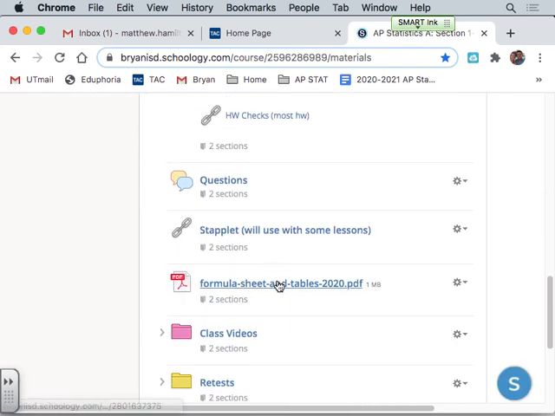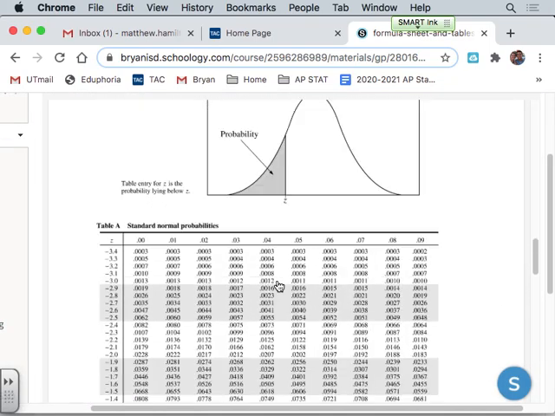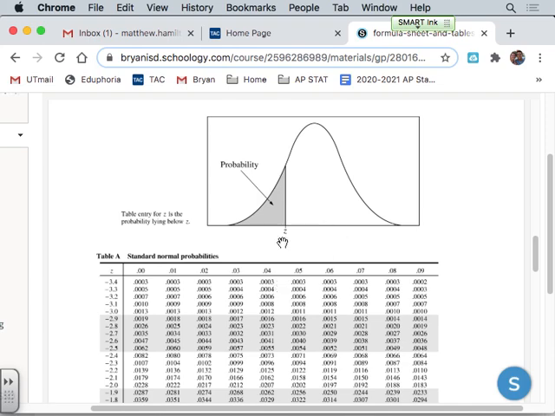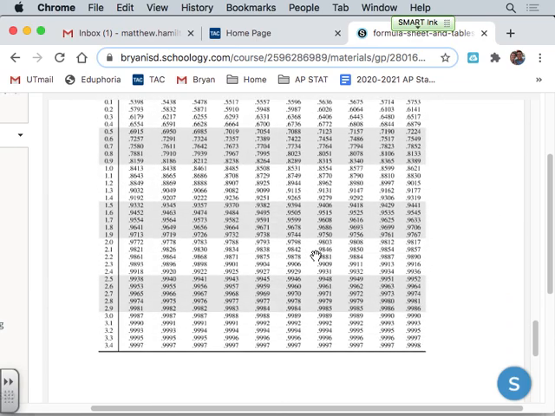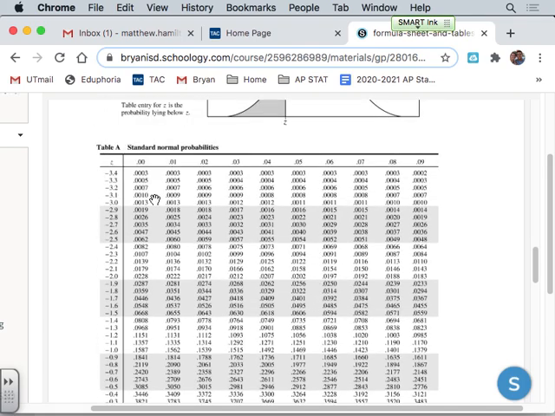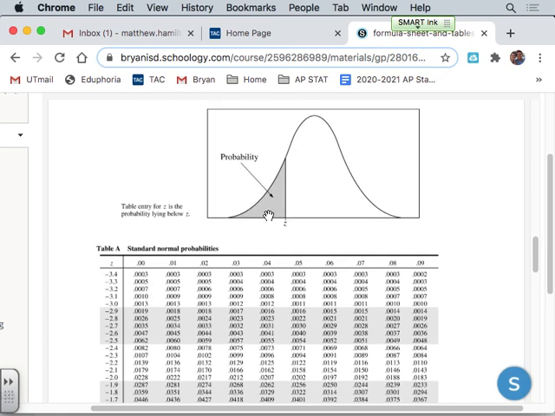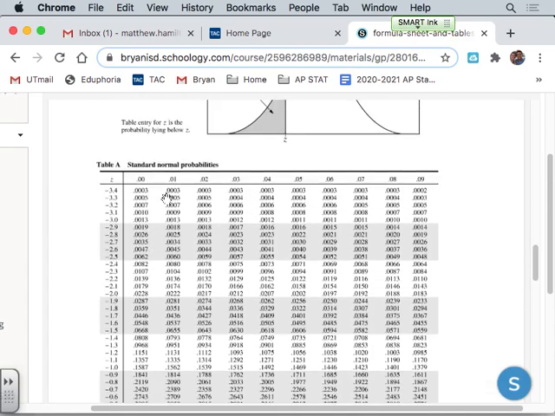Okay, I'm going to go to the formula sheet and tables, to table A, which is a bunch of z values. We briefly mentioned reading this table yesterday. These are z-scores and the probabilities that are less than those values. At a z-score of 0.00, there is 50% less than, because a z-score of 0 is at the mean. That makes sense.